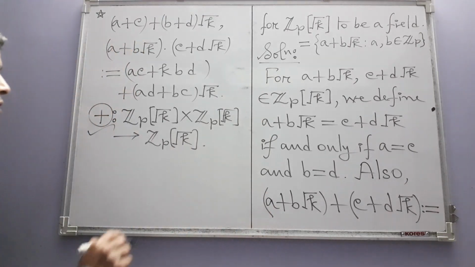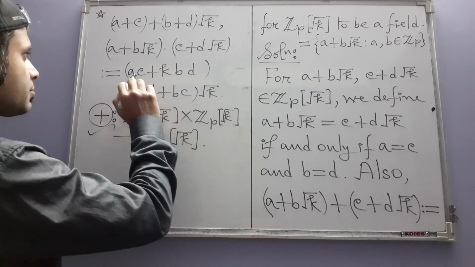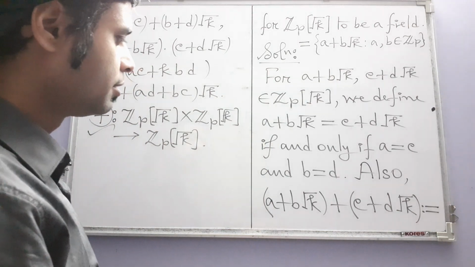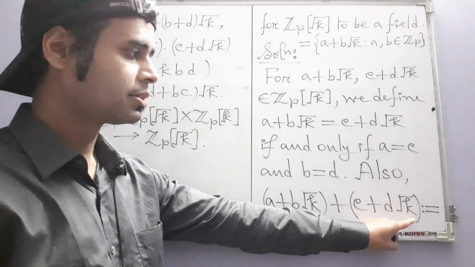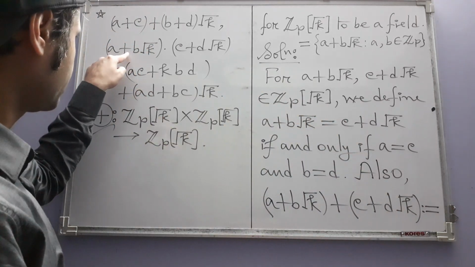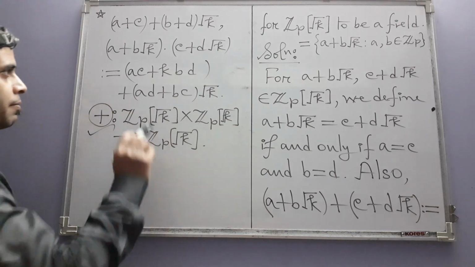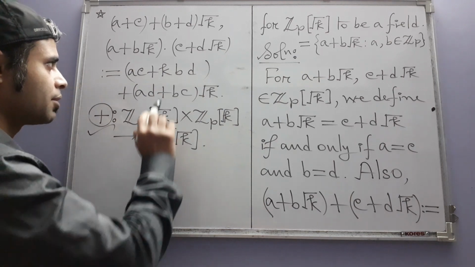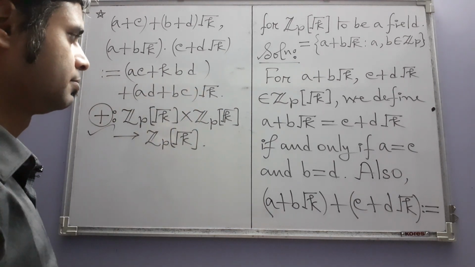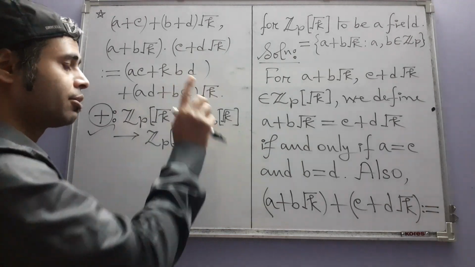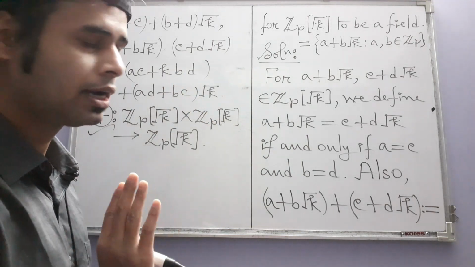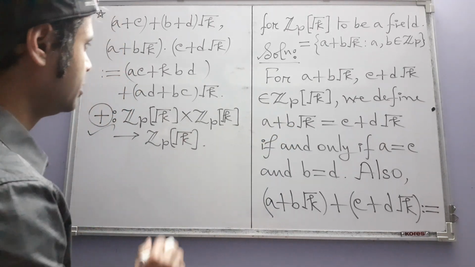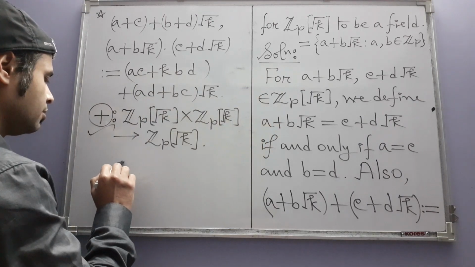Okay, so plus is well defined, and in a similar manner, the product is also well defined. Again, for given a plus b root k and c plus d root k in our set, the product has been defined like this. We understand what AC and BD are, but what about KBD? Because you see, B and D are not ordinary integers. B and D are elements in ZP.